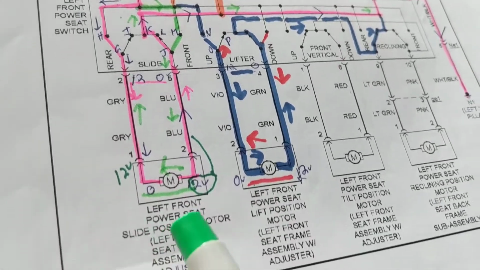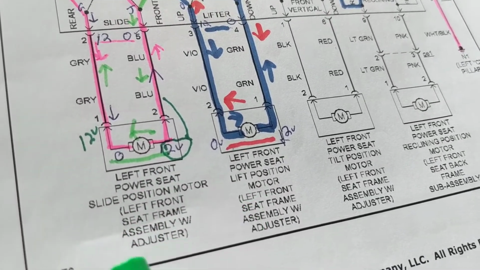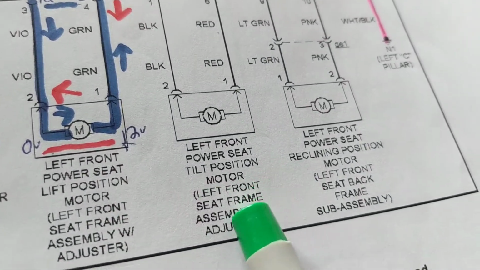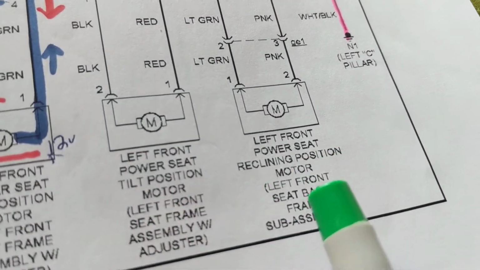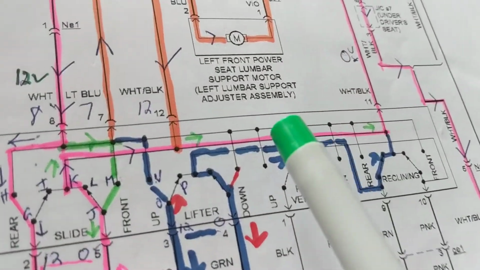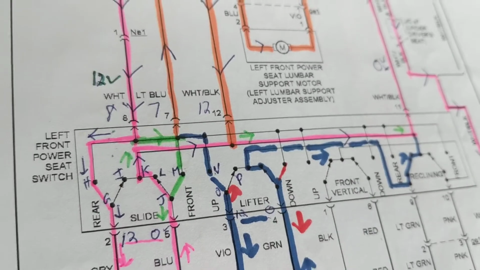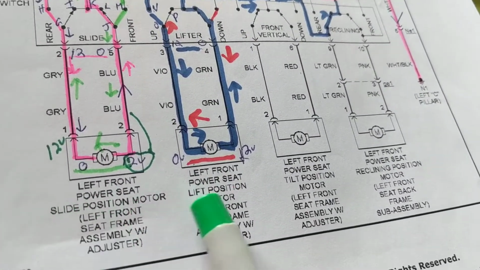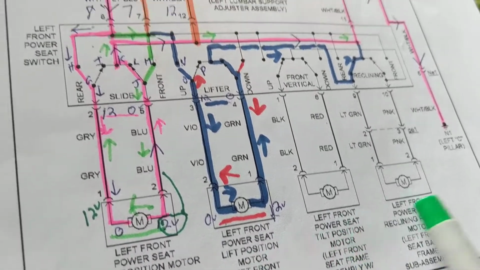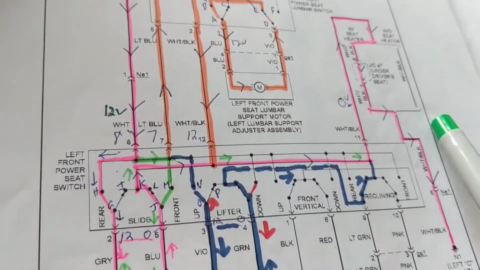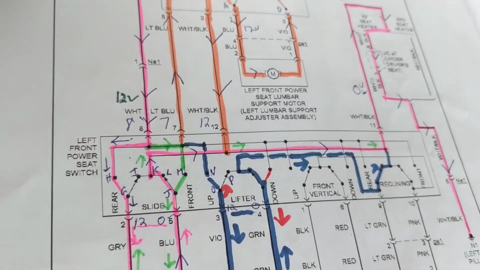Now, you could go forward, you could go back, you could go up, you could go down, you can tilt, right? And also you could recline. And you also have something called a lumbar, actually, for the back support. Anyway, we're dealing with now the left front. The left front is for the driver. Then there's another schematic for the passenger. Anyway, for Toyotas, Hondas, same concept.